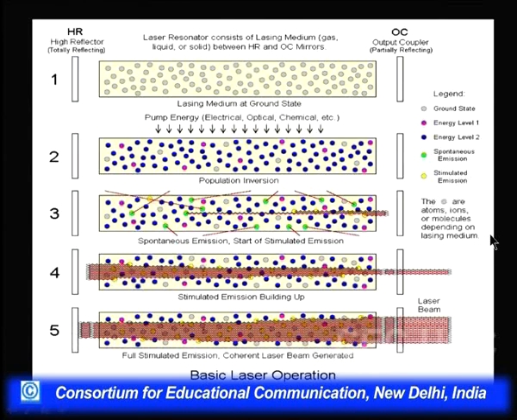The atoms or molecules depend upon the lasing medium. Now here the spontaneous emission starts, and the stimulated emission takes place so that we can get the laser light, or we can get the amplification. The stimulated emission builds up and all the molecules and atoms move in phase, and a coherent laser beam is generated through the stimulated emission, and we get the laser beam at the output, through the output coupler. This is the basic laser operation.